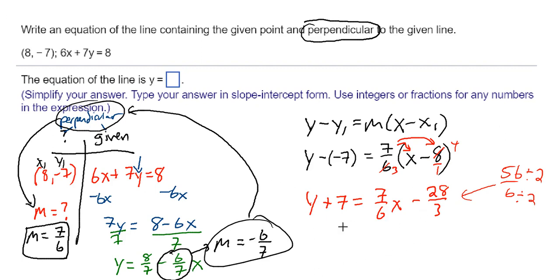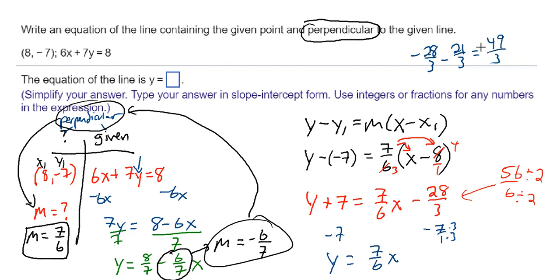Okay, so now we will solve for y by subtracting 7 to the other side. And so we'll get y equals 7 over 6x. And so I need to work this out. Think of this as 7 over 1. I think I will do this on some scratch paper off to the side. We have 28 over 3 minus, I'm going to multiply a 3 to the top and bottom to get a common denominator. So it'll be 21 over 3. And then we will subtract these. They're both negative, so they'll combine together to give me 49 over 3. And it'll be negative, right? So negative 49 over 3 is what I'll get here. And there's my equation.